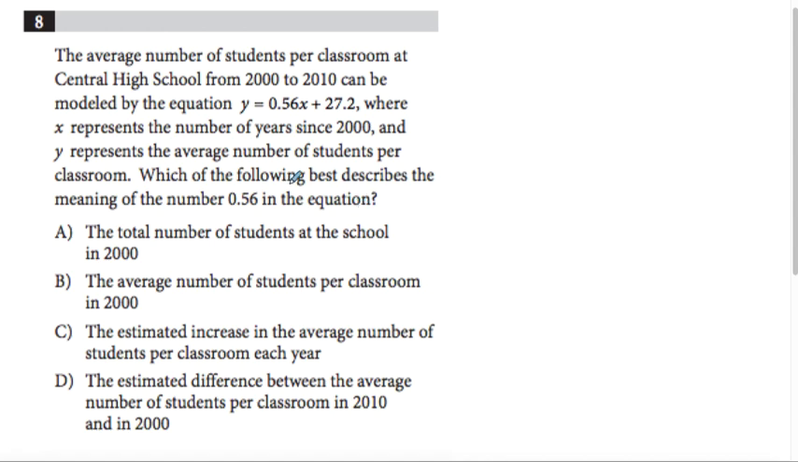So first, it said modeled by the equation. So I want to know what type of equation that is, and this is a linear function, actually. So I know that it is in the form y equals mx plus b. Now, we want to be careful because sometimes the SAT likes to put it in y equals b plus mx. So what they're asking you about specifically is the slope, or the average rate of change.